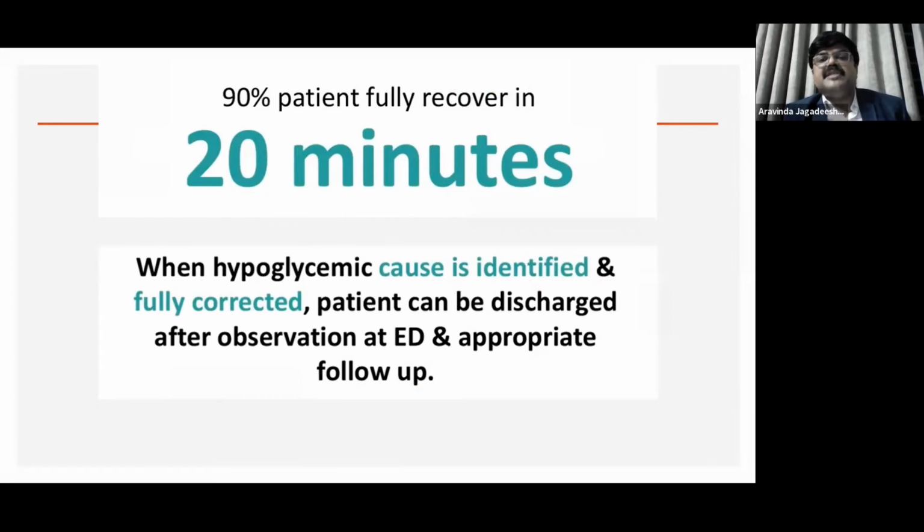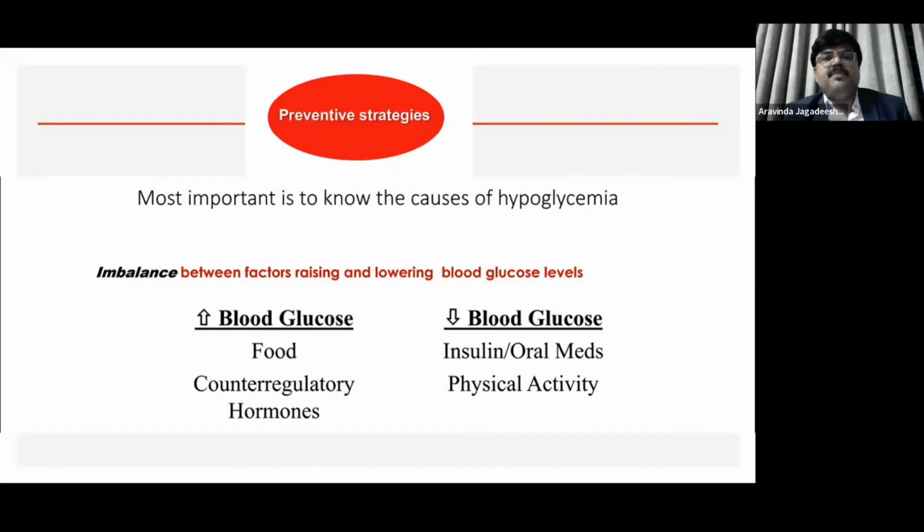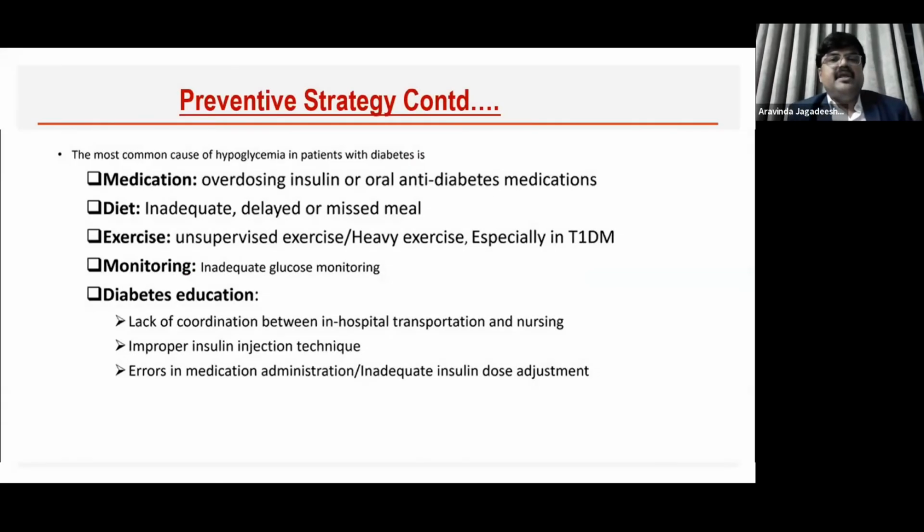When the cause of hypoglycemia is identified and fully corrected, the patient can be discharged after observation at the emergency department and appropriate follow-up. The most important preventive strategy is to know the causes of hypoglycemia, the imbalance between factors raising and lowering blood glucose level. What are the factors causing increased blood glucose? Food, counter-regulatory hormones. What are the factors which cause a decreased blood glucose level? Insulin or oral medication, or physical activity. The medication, that is overdosing of insulin or anti-diabetic medication, inadequate diet or a delayed or missed meal, unsupervised exercise, heavy exercise, especially in type 1 diabetes.